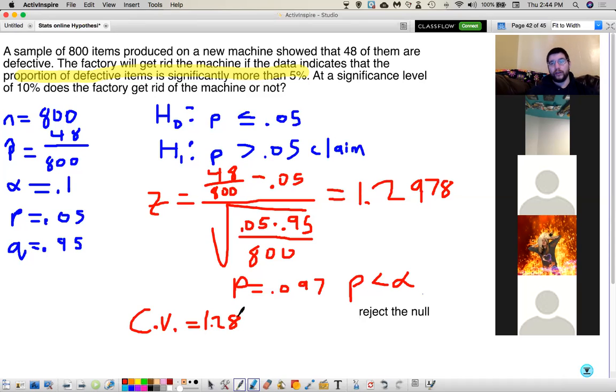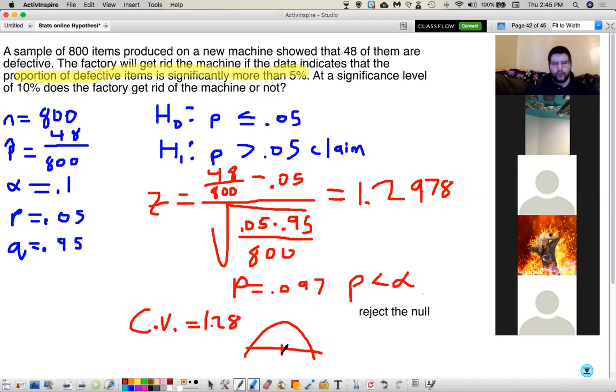Now you will have to know when to use a Z and a T, and if you're looking for an interval or hypothesis test. Can everybody hear me? Yes. Okay.